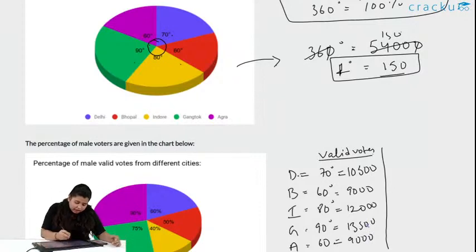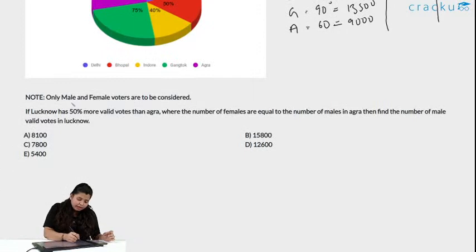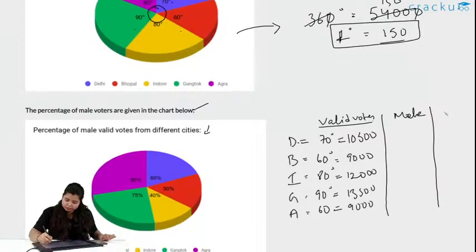Now, let us see the other chart that is given. The percentage of male voters is given in the pie chart. So, this is the percentage of male voters. In a population, if you know the male voters, can you find out the female voters? As in the question it is given, only male and female voters are to be considered. If you know the total population and the male population, just subtract them, what you get is female. So, yes, definitely we can find the female ones too.